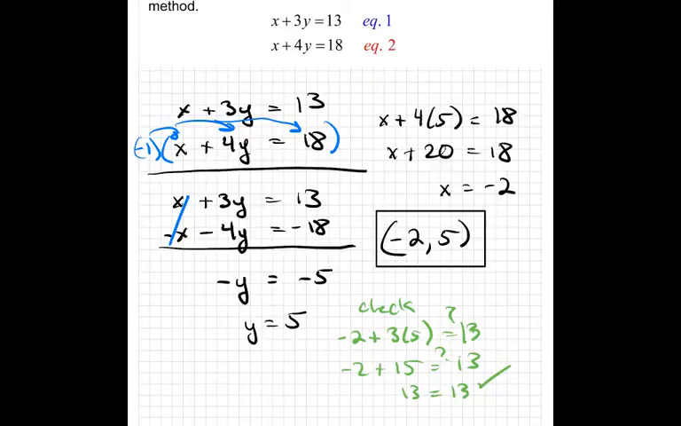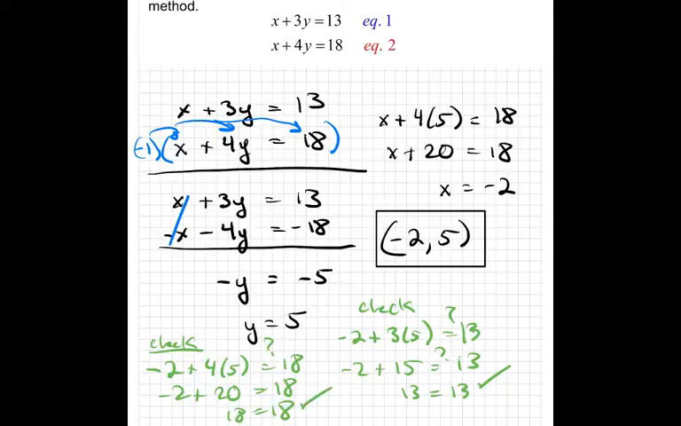So is it the case that, again, this is another check. Negative 2 plus 4 times 5, does that equal 18? Negative 2 plus 20 equals 18. 18 equals 18. So that checks out. So then we can stand by the solution, this ordered pair of negative 2, 5.